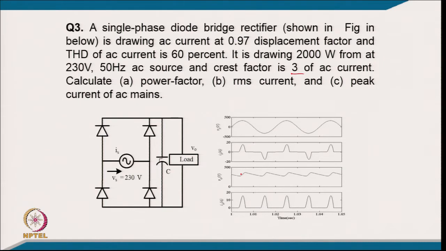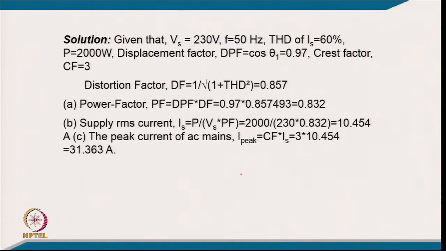So, coming to the solution part, the numerical part of this, given that Vs equal to 230 volt, frequency 50 hertz, THD of supply current 60%, active power drawn is 2000 watt, displacement factor, I mean DPF cos theta 1, is given 0.97, crest factor is given 3. So the relation between distortion factor and THD is 1 upon under root of 1 plus THD square.